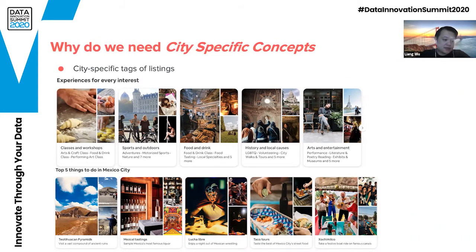Instead of city tours, we have Teotihuacan pyramids. Instead of food and drinks, we have mezcal tastings and taco tours. These are both Mexico City specific. It's special there. Also, instead of sports, we have lucha libre, the traditional Mexican wrestling. And the last one is Xochimilco, a neighborhood in Mexico City, famous for its canals.